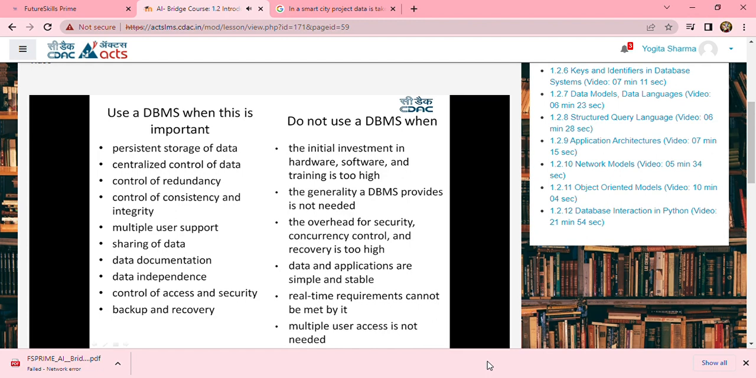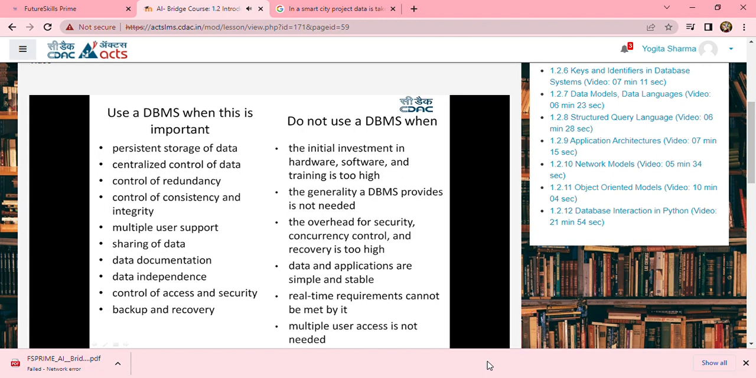Control of redundancy: you don't want duplicate columns to get repeated. Control of consistency and integrity. Multiple user support, sharing of the data across team members. Data documentation and data independence. Control of access and security, where you want to give access to the data to limited people. Backup and recovery: what backup process is required? Whenever you want to handle all these parameters or properties, it is very important to maintain a database management system.